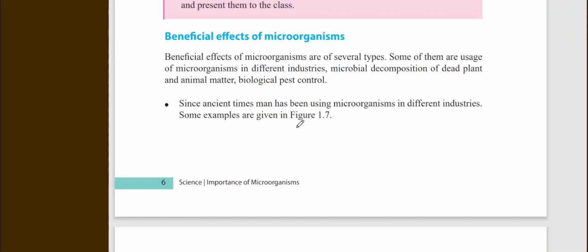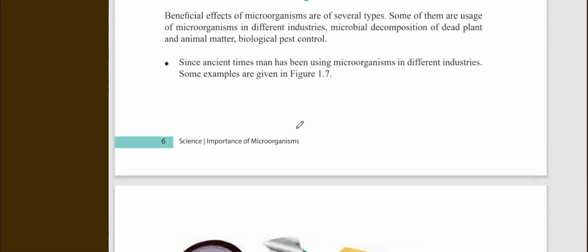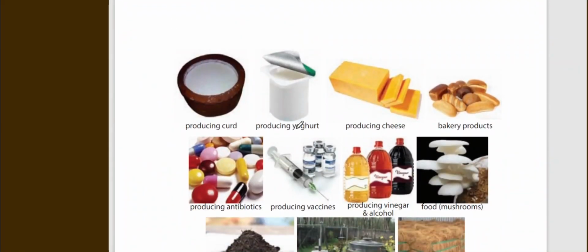In ancient times, man has been using microorganisms in different industries. Some examples: producing curd.